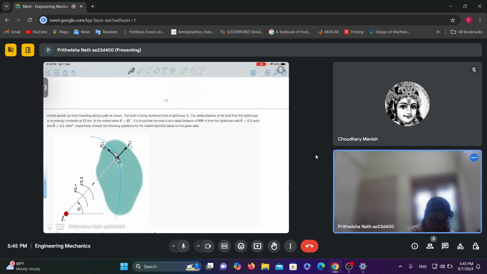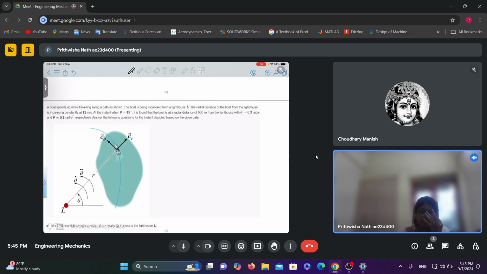At the instant when theta equals 45 degrees, it is found that the boat is at a radial distance of 600 meters from the lighthouse with theta dot equal to 0.3 radian per second and theta double dot equal to 0.1 radian per second square respectively. Answer the following questions for the instant depicted based on the given data. So here you just need to substitute values in the formula. Can you try solving this question?